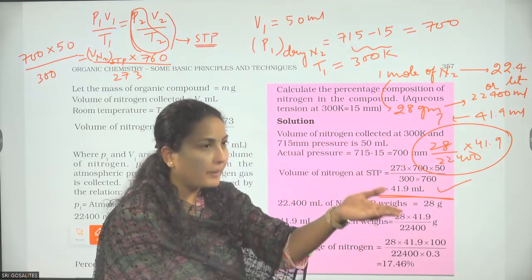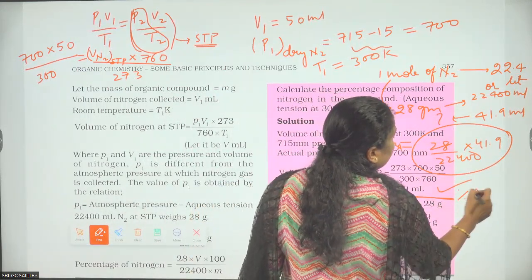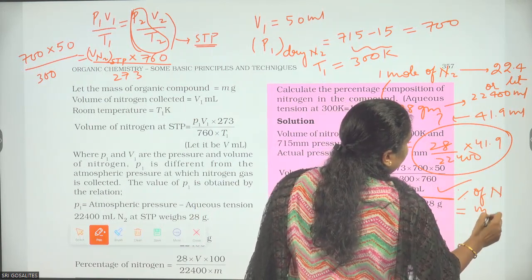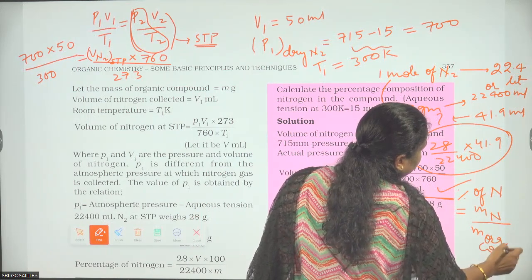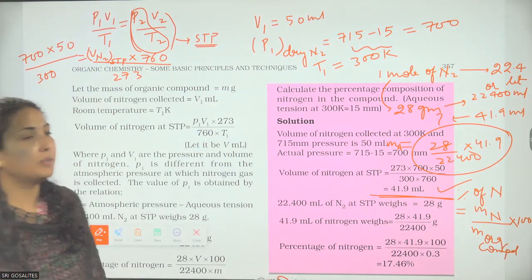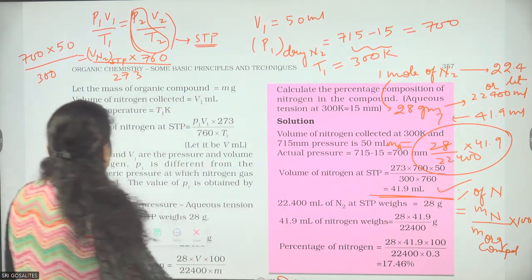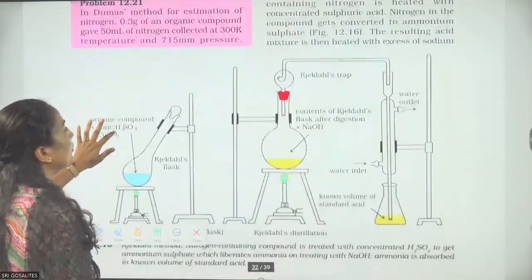Now you need to find out the percentage. So for percentage, what you do? For percentage of nitrogen, all I need to do is mass of nitrogen upon the mass of organic compound into 100. That's what we do. So it is as simple as that. I hope it is clear to all of you. So here also there is no need to remember the formula.